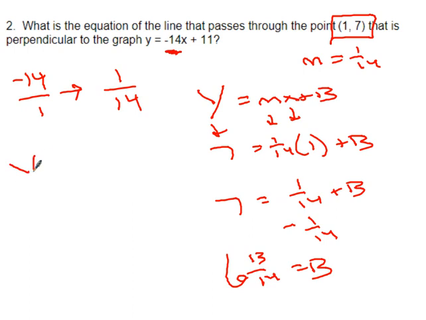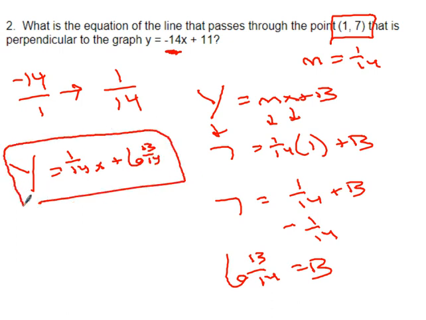So my final equation is y equals 1/14x plus 6 13/14. And I'm done. So again, I have my point on that line. I just need to figure out what the slope is, and I figure out the slope is by the word perpendicular, which means it's the opposite reciprocal of this slope.